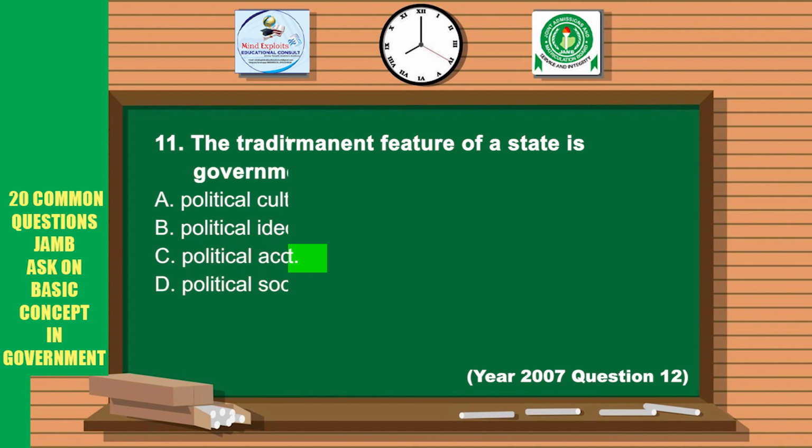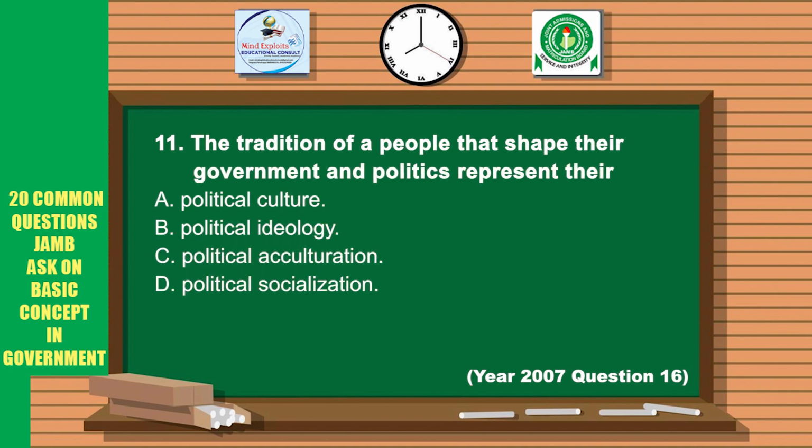The next question is question 11. Let's hear what the question says. The tradition of a people that shapes their government and politics represents their: A. Political culture, B. Political ideology, C. Political acculturation, then D. Political socialization. This question was asked in 2007 as question 16. The tradition of people that shapes their government and politics is the political culture. The culture of a people shapes its government and its politics. So that political culture is what they are referring to here. So the answer is going to be A.